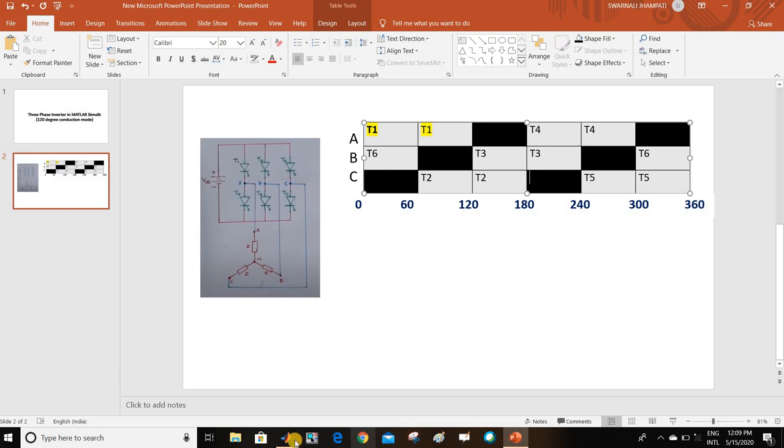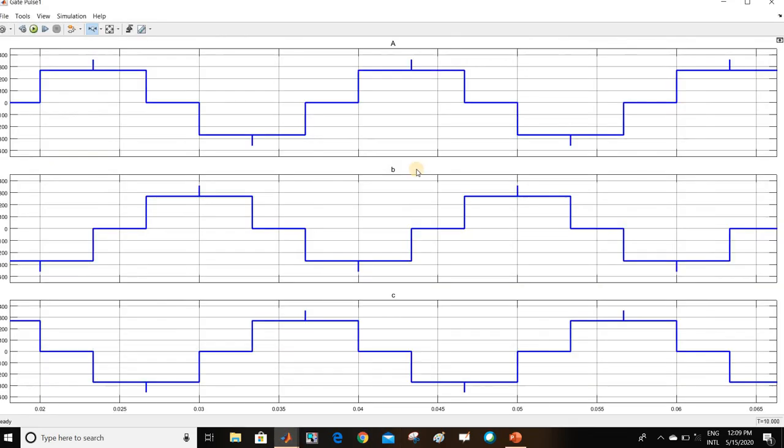Now if we move to the waveform, we can check whether it is coming or not. If we move to the waveform, initially the 60 degree will start from here. So what will be there? You can see here it will come VDC by 2. So VDC we have applied 540. So 540 divided by 2, that will be the value of VAN here.